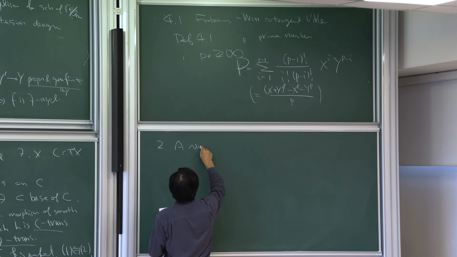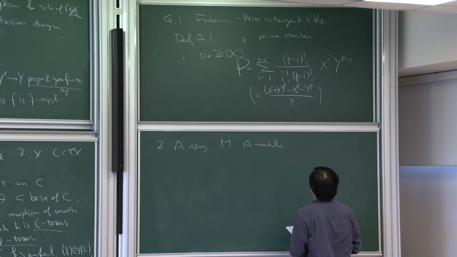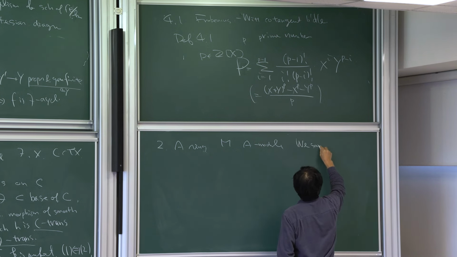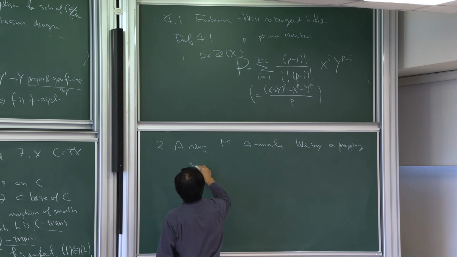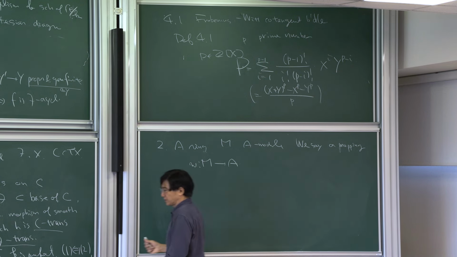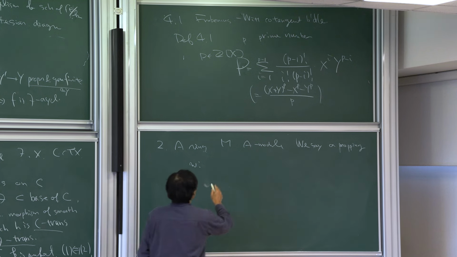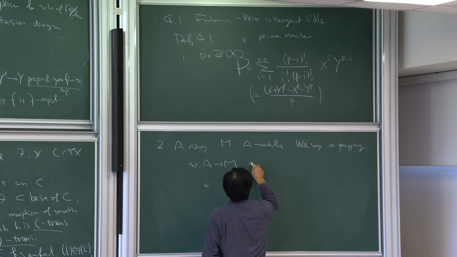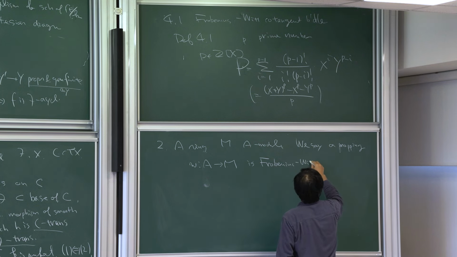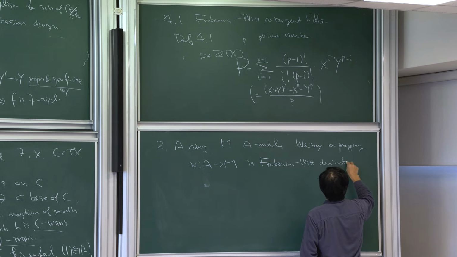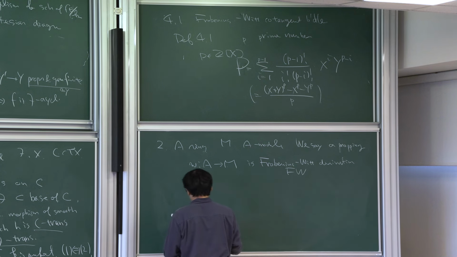Let A be a ring and M a module. Then we say a mapping from A to M, sorry, the other way, a mapping W from A to M is a Frobenius Witt derivation if... or so this is long, so I will just write Frobenius Witt derivation.